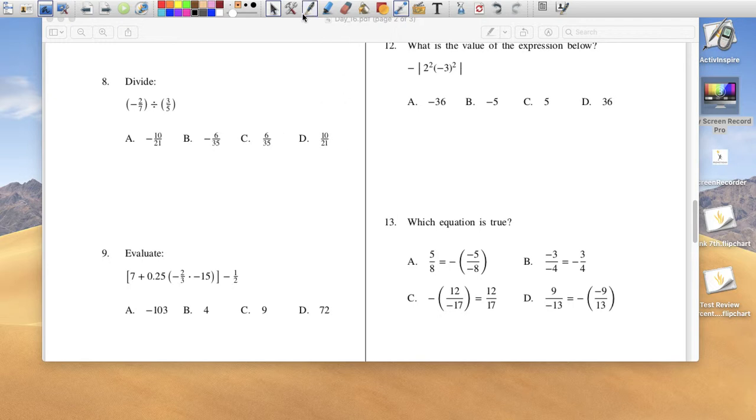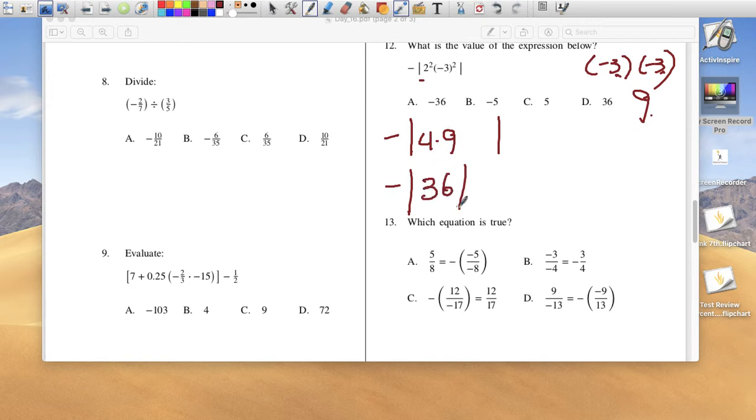12, what is the value of the expression below? So let's keep that negative sign outside. Let's take care of it inside. So 2 to the second power is 4. Times, and then let's do negative 3 to the second power. Negative 3 to the second power is negative 3 times negative 3, which is 9. Negative times a negative is a positive, so we get 4 times 9. So now I'm still taking care of the inside here. The absolute value symbol, 4 times 9 is 36. The absolute value of 36 is 36, but there's a minus sign that's waiting for that number outside. So final answer, negative 36.